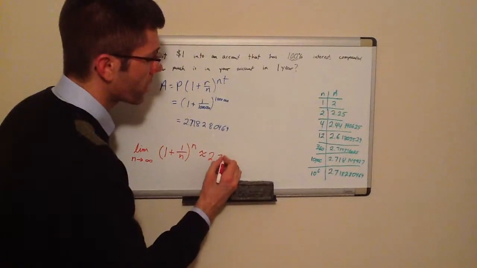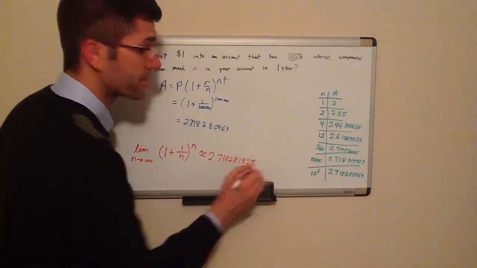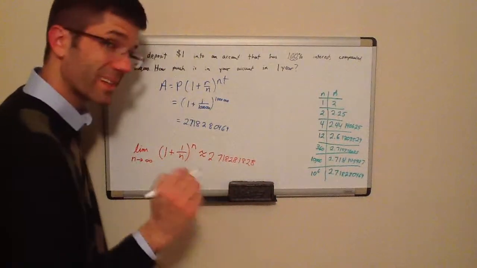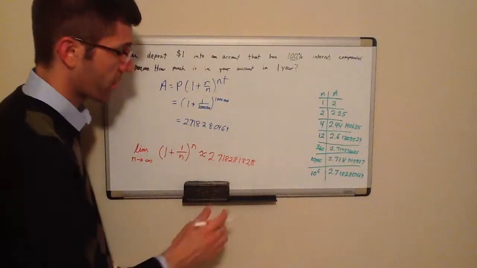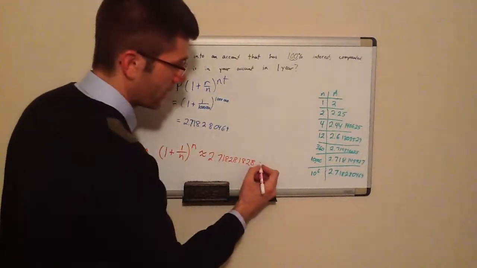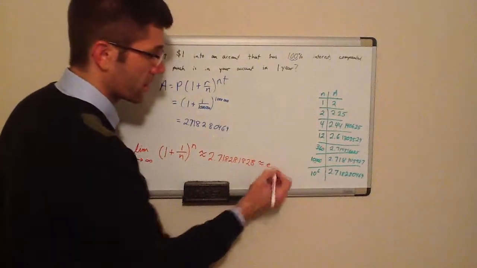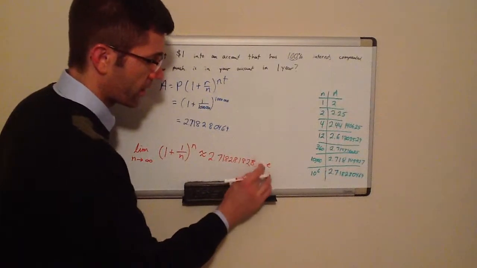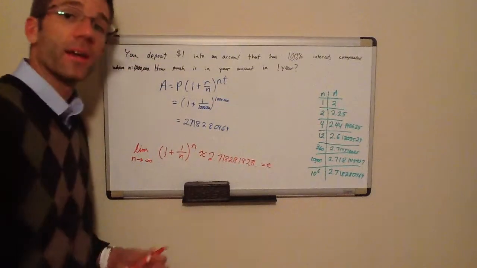It's 2.71828 1828. Obviously, this one was not quite accurate enough. It looks like it repeats, but it does not keep repeating 1828. 2.71828 1828, and that is e. I'm going to put approximately, because obviously we've left off some decimals. If you want to be technical about it, I could put the ellipsis and then make it equal e. So that is where e comes from.